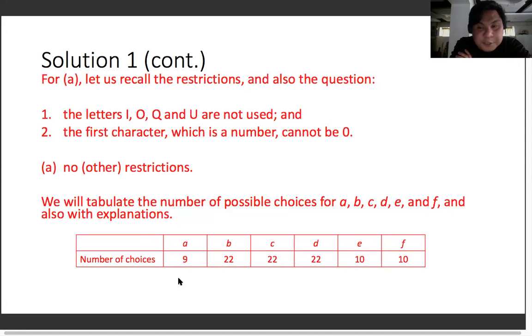So for position A, which is a number position, we have 10 possible digits to choose from, 0 all the way to 9. However, if we look at restriction 2, it says here, the first character, which is a number, cannot be 0. So for position A, we cannot choose 0.